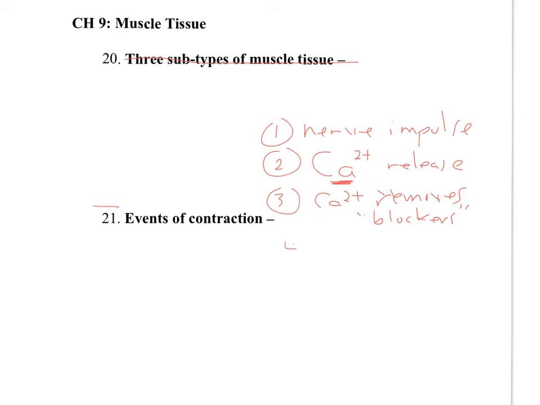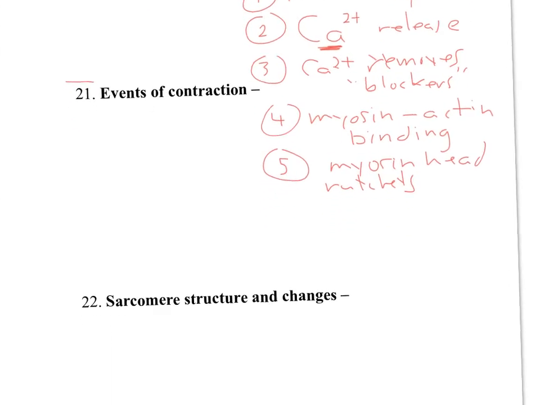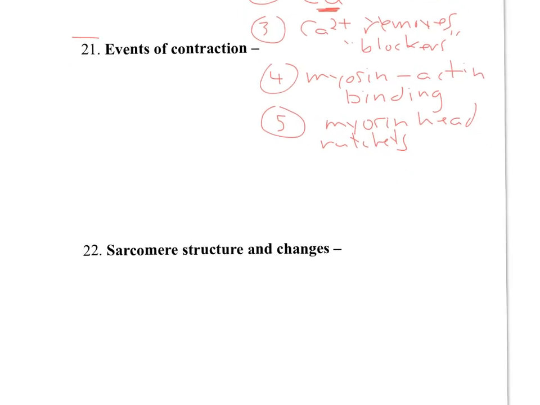The removal of the blockers allows myosin to bind to actin. Remember, actin was represented as an olive with a hole, and once that opens up, the head of the myosin gets in there. And then we get ratcheting. So let's see, the myosin head ratchets. I guess we'll make it a 6.